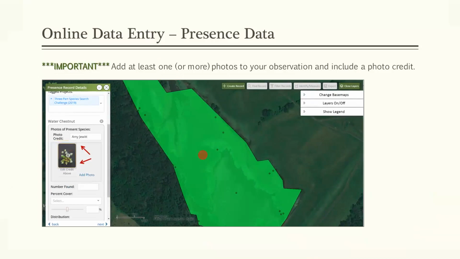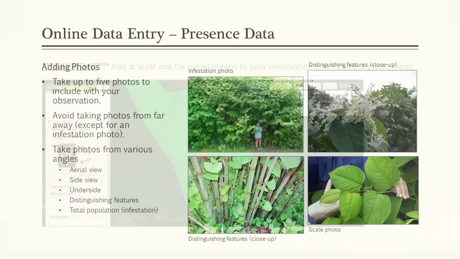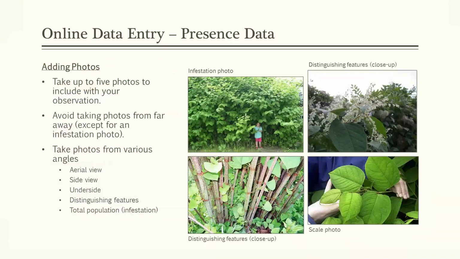Those are the less distinguishing characteristics that you or an expert reviewer can make out. And so it's really difficult for us to be able to confirm a record if we're not able to see it very well. So because you can add up to 5 pictures, I would encourage you to make sure you're taking photos from various angles of what you're looking at.